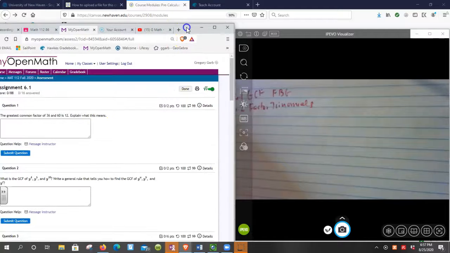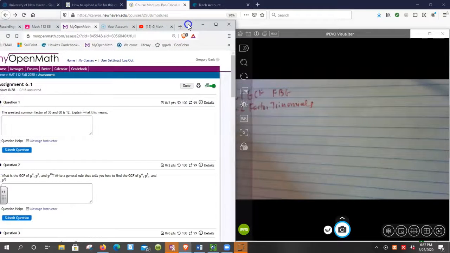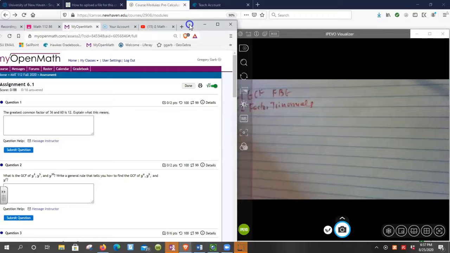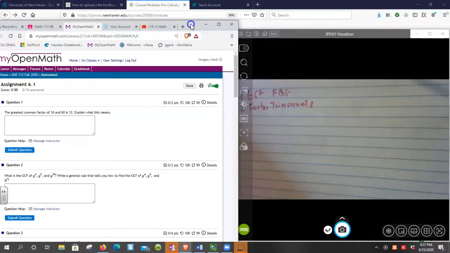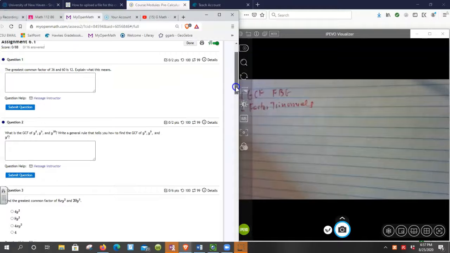Math 112. We're going to go over the first two sections, 6.1 and 6.2: greatest common factor and factor by grouping, and factoring trinomials. What I'm doing here is going through some questions from my open math. I'll do every other one for each section. It's probably the best way to do it.